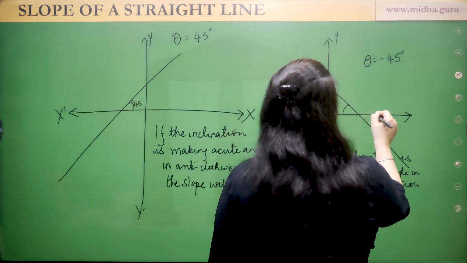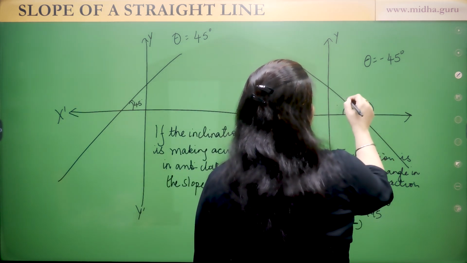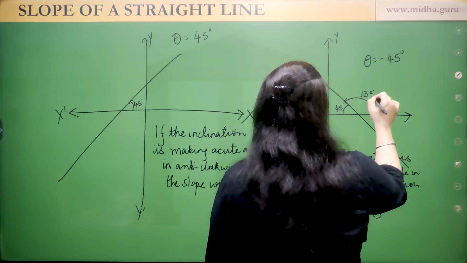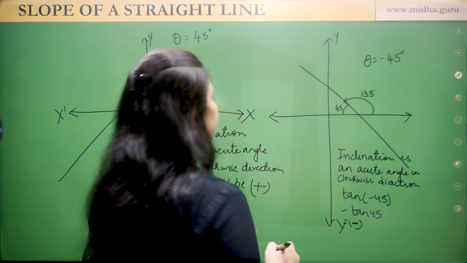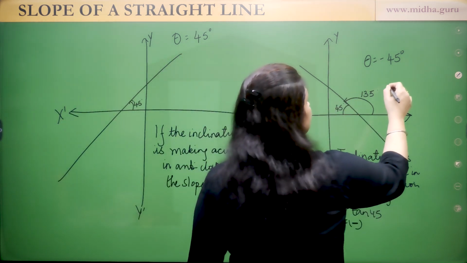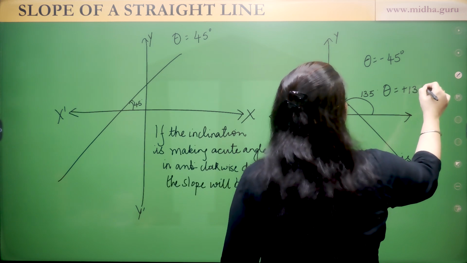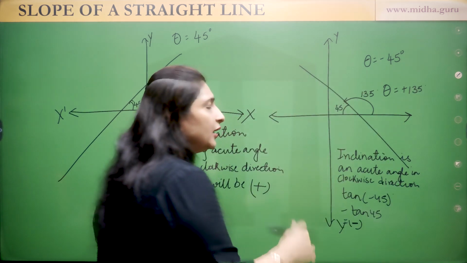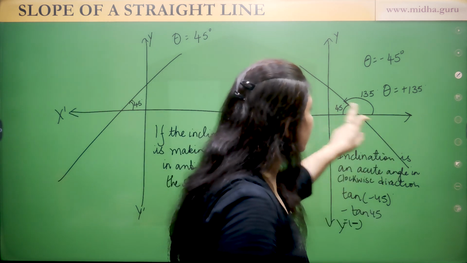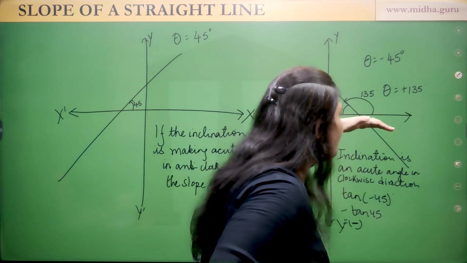Now, the inclination is this also. If this is 45, this will be what? 135. Now just see the direction. Theta is plus 135. And what is the slope? Again, tan minus 45. The slope of this line is what?